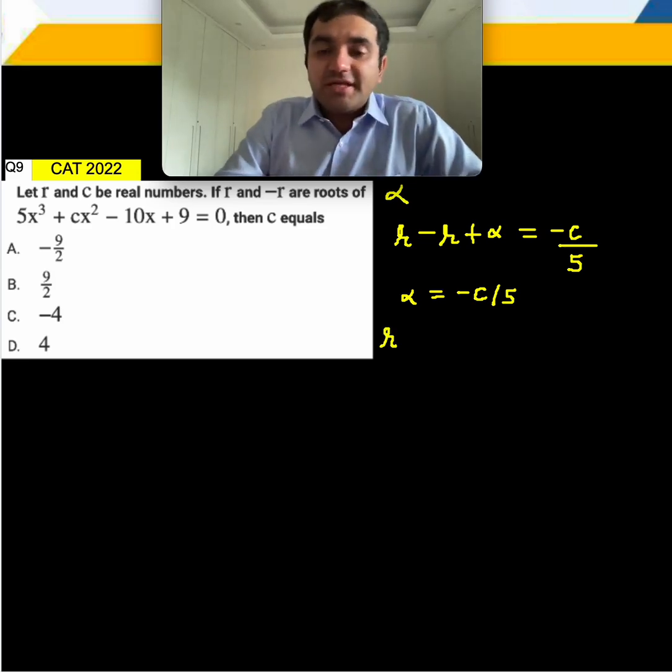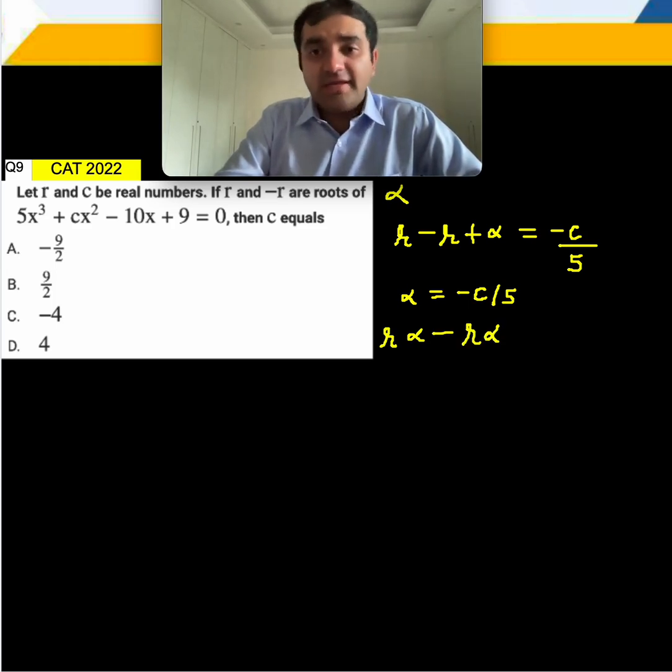Now let us take the sum of roots 2 at a time. So R alpha and minus R alpha, and then R and minus R becomes minus R square. 2 at a time becomes c upon a, that's minus 10 upon 5.